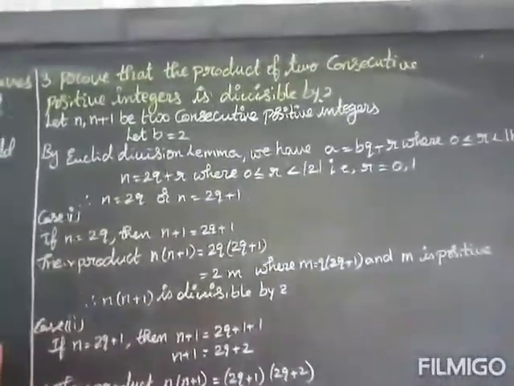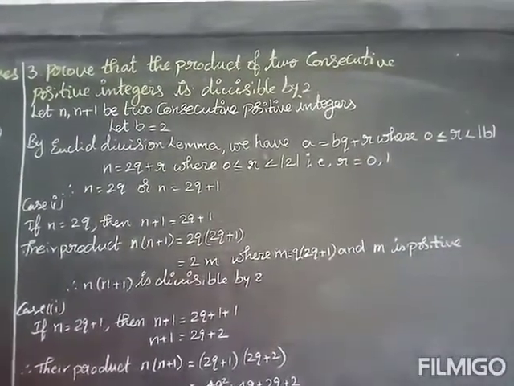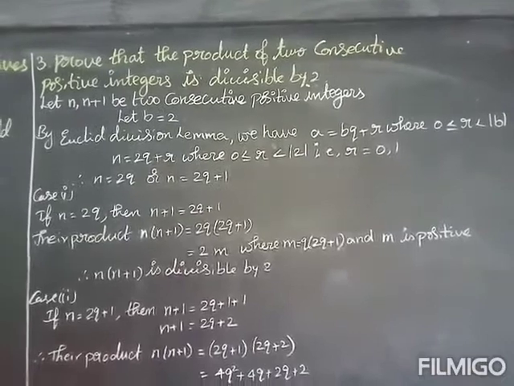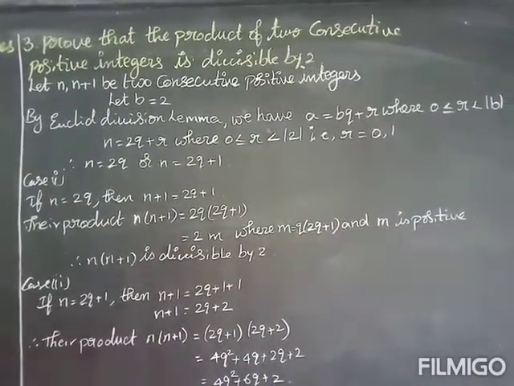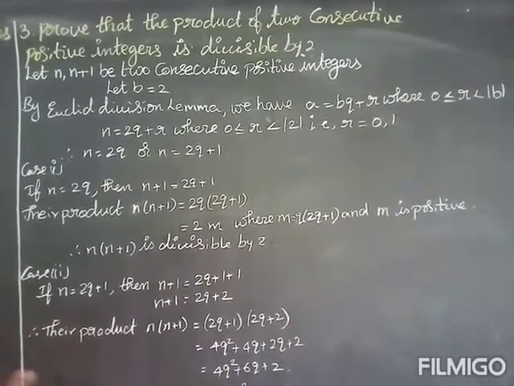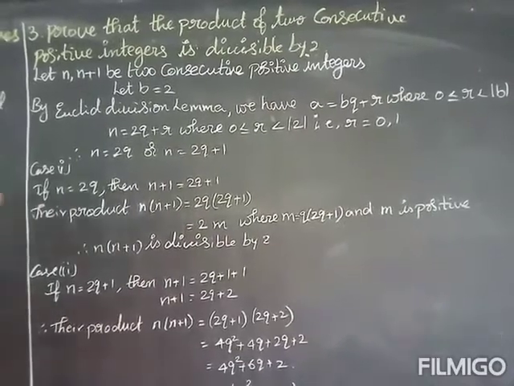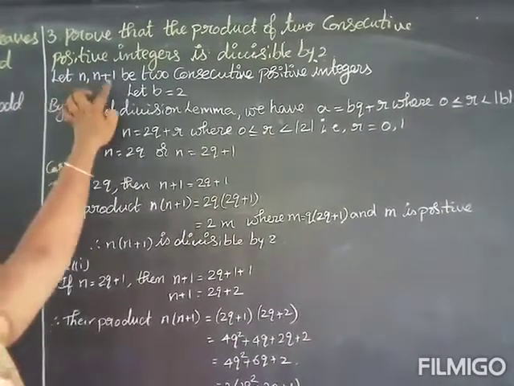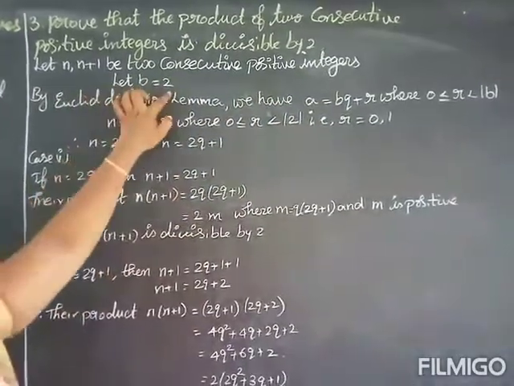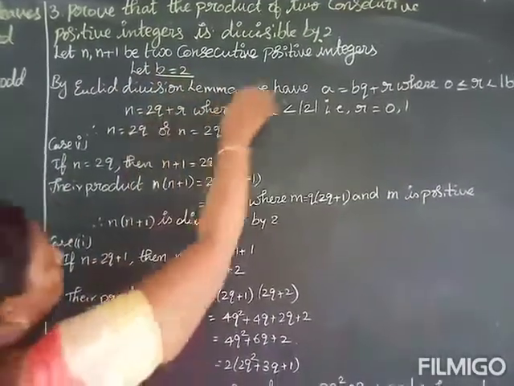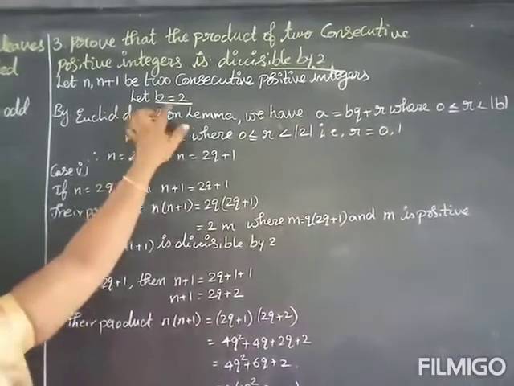Prove that the product of two consecutive positive integers is divisible by 2. Now we are taking two consecutive positive integers, and you are going to prove that the product is divisible by 2. So what is divisible by 2? Definitely we will get the remainder as 0. Let n and n + 1 be consecutive positive integers. We take b = 2, because we are dividing by 2, so the divisor is 2.